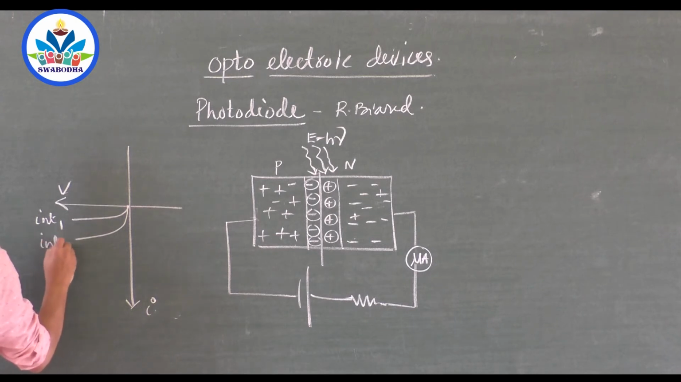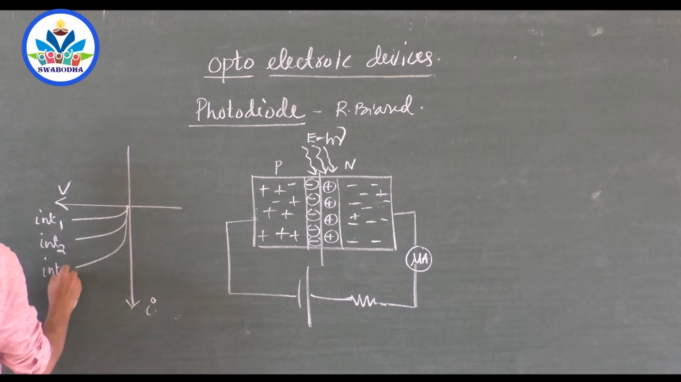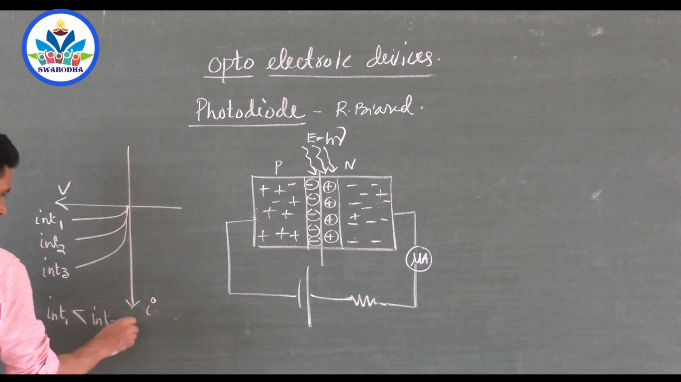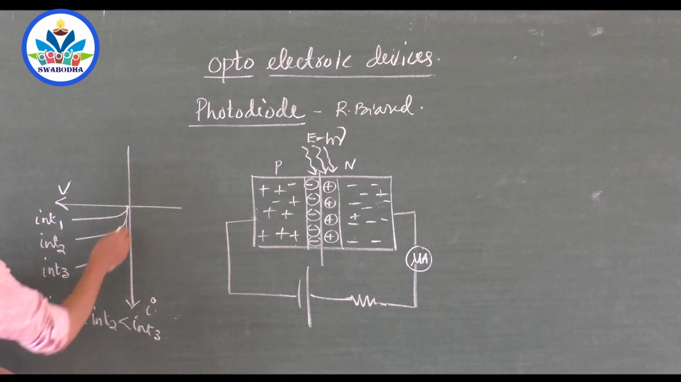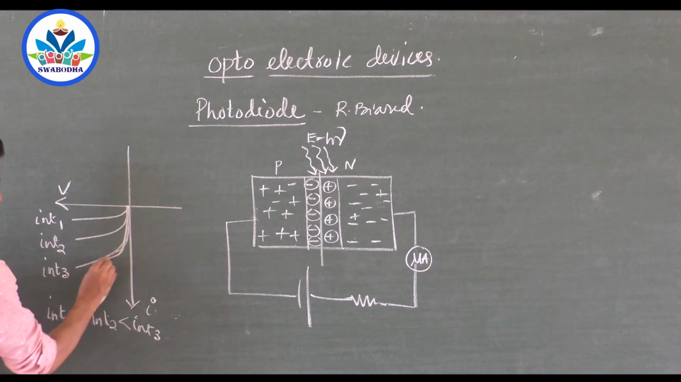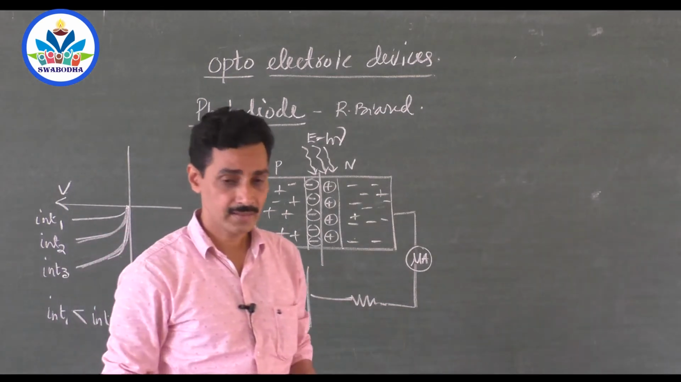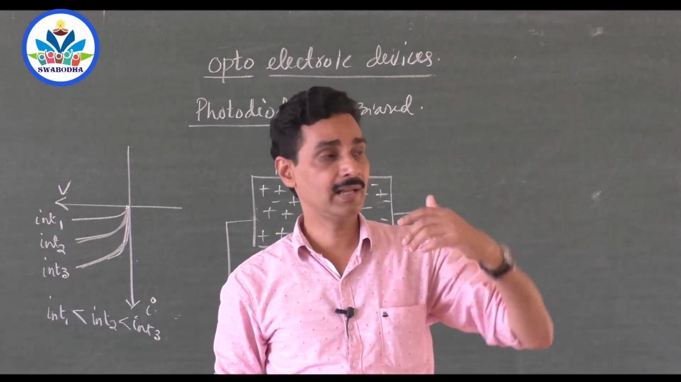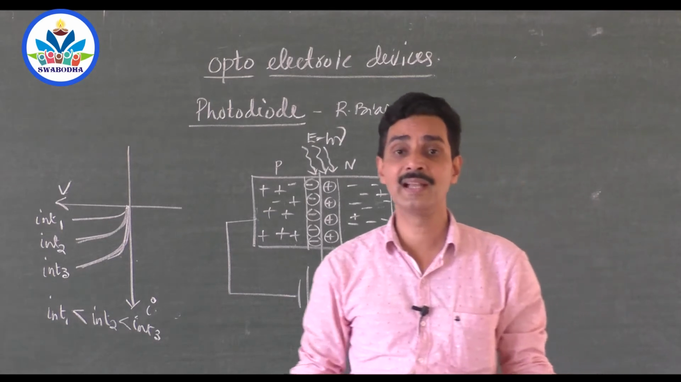This is for intensity 2. When the intensity of light is more and more, what happens? So intensity 1 is less than intensity 2, less than intensity 3. When the intensity of light is more and more, with intensity 3 very high, the photoelectric current goes on increasing, saying that more light is falling on the junction. So this is a special purpose diode which converts the intensity into an electrical signal, and it is used in photometers to measure the intensity of light.